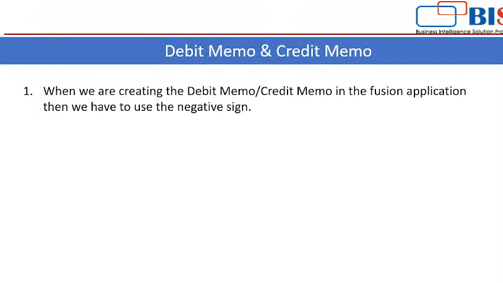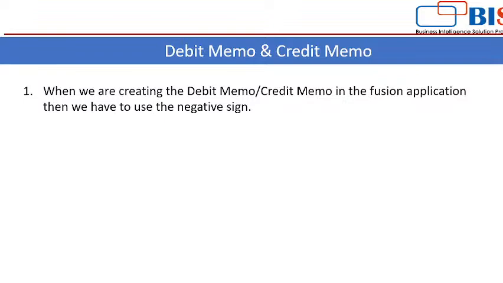Whenever we are creating the debit memo or the credit memo in the Fusion application for the accounts payable module, we have to use the amount with the negative sign, because both debit memo and credit memo are used to reduce the purchase amount. So we have to keep in mind one thing, that whenever we are creating the debit memo or credit memo for the AP module, we have to use the negative sign with the amount. Then only the impact of that amount will be given to the purchase amount.